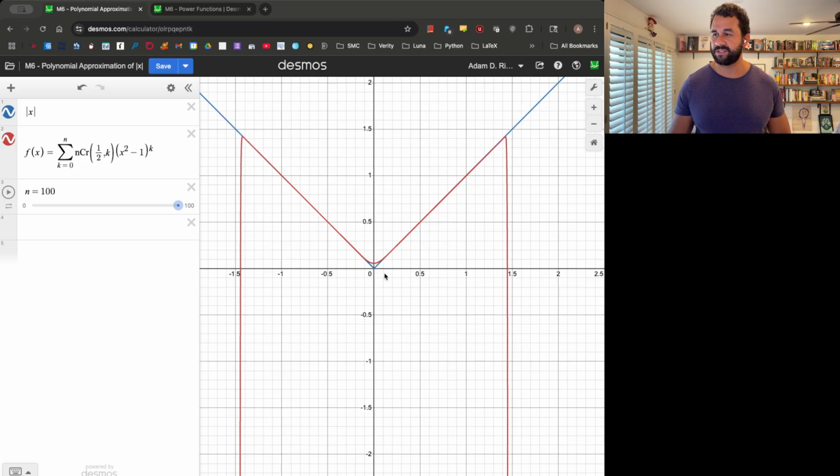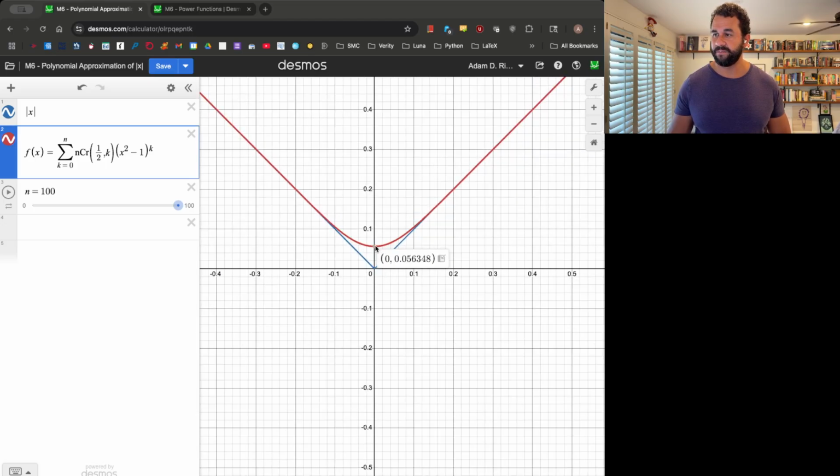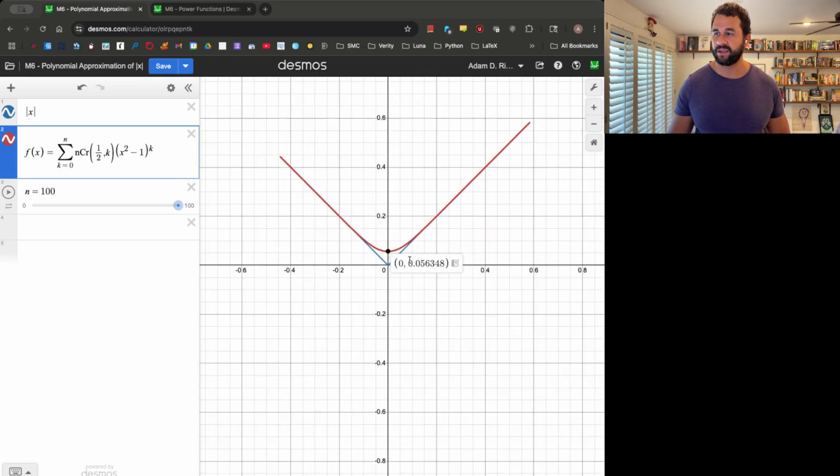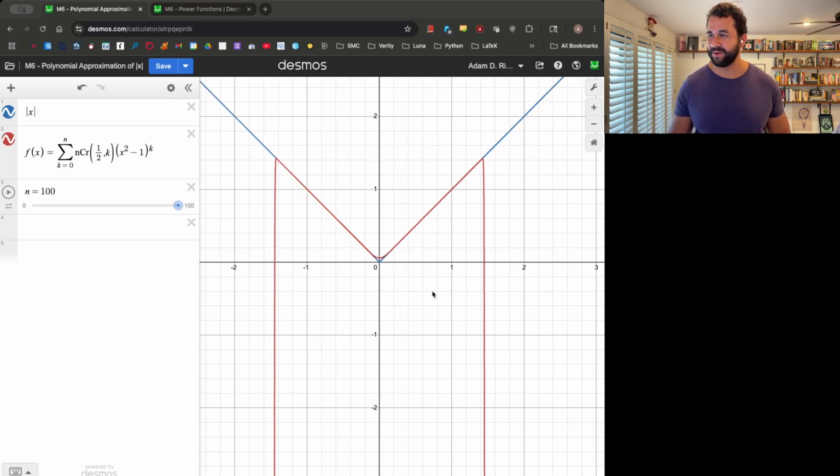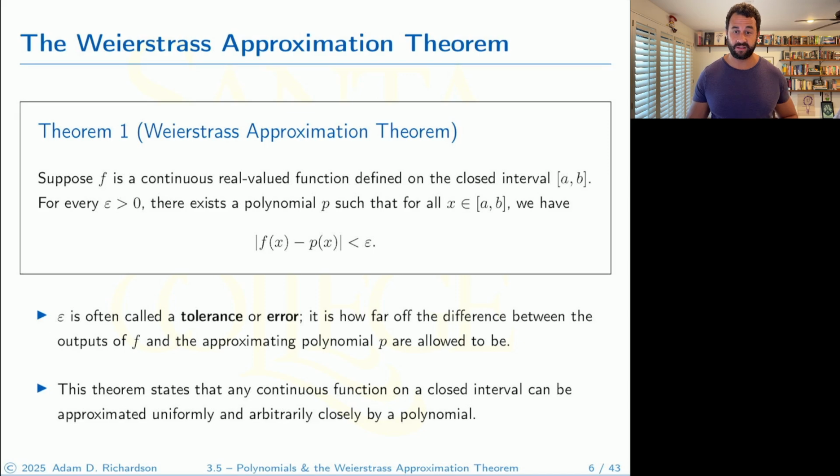Desmos is really struggling here, but there we go. See, a tiny bit more accuracy. Oh, there we go. But that's it. That's the Weierstrass approximation theorem. That's why it's so powerful. That's why we study polynomials, and that's why we talk about it now in this class.